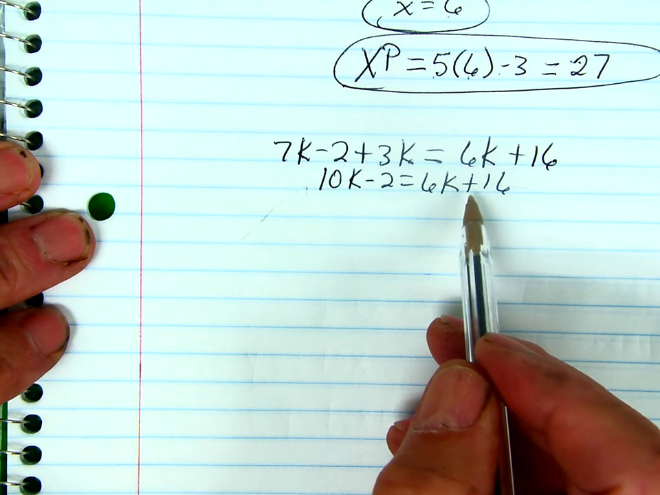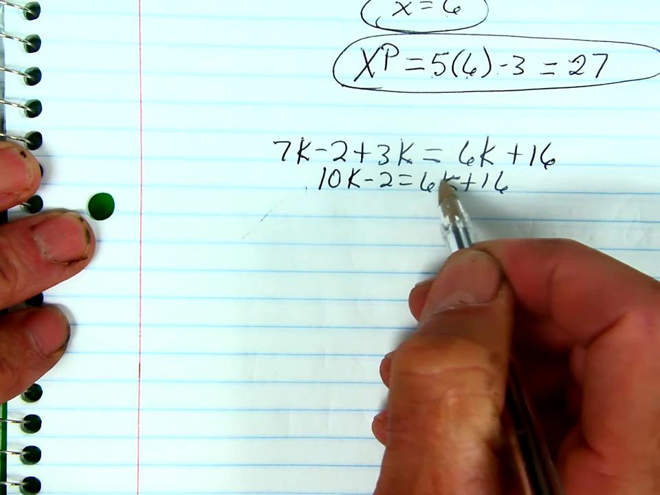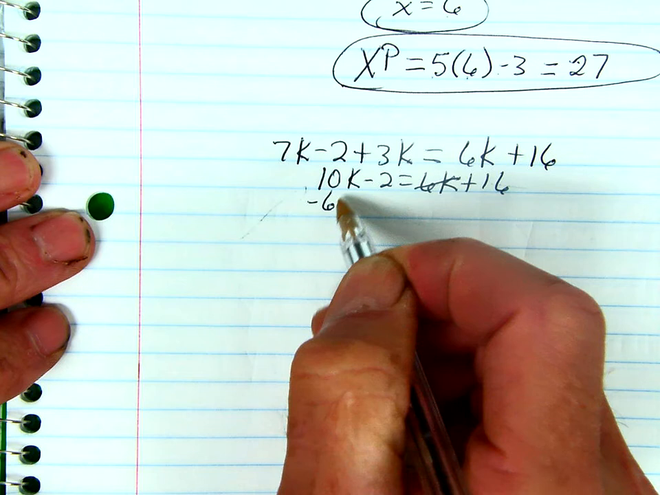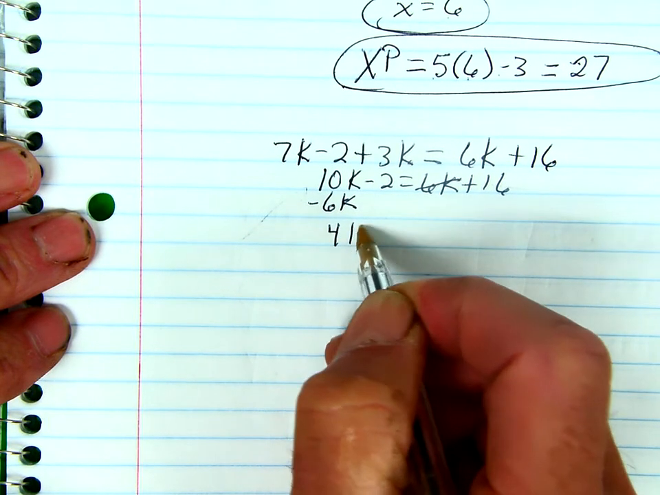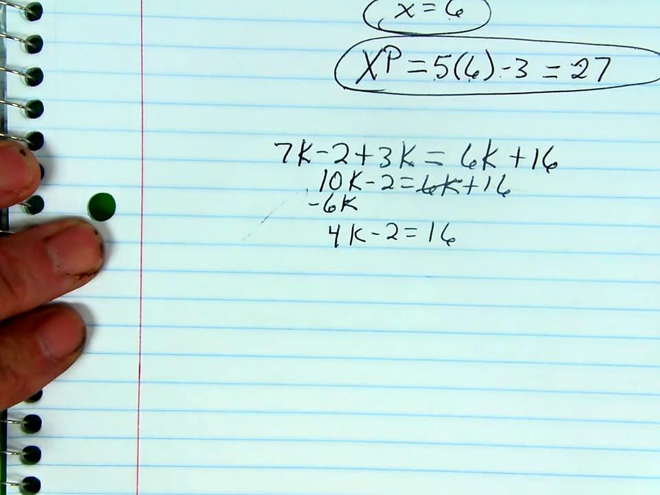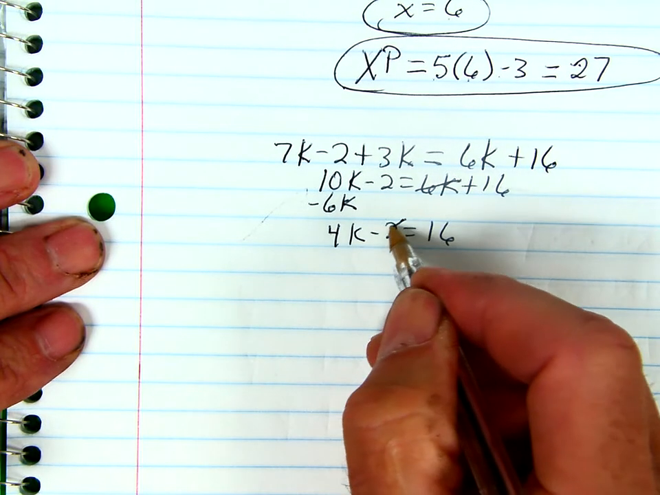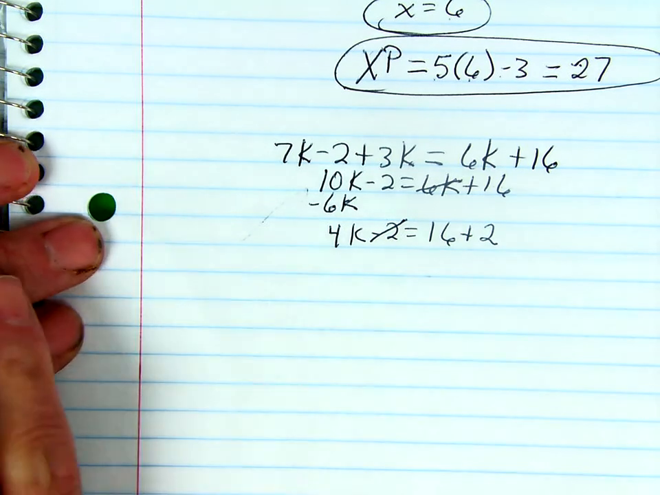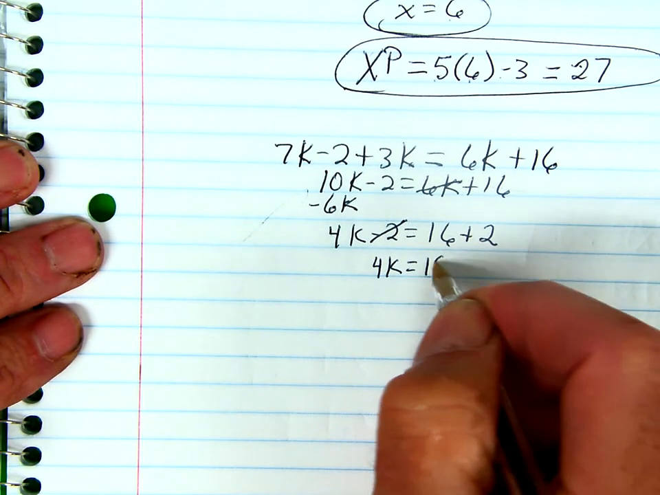Move all the k's to the same side. There's 6k over there. So here's how I'm going to do this. Mark it out here. Positive here, so that means minus here. 4k minus 2 equals 16. You add 2 to both sides. So I'm going to mark that out. That's the same as adding 2, and then add 2 to this side. But 18 equals 4k. 4k equals 18.